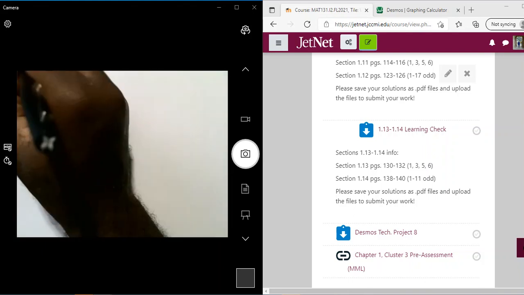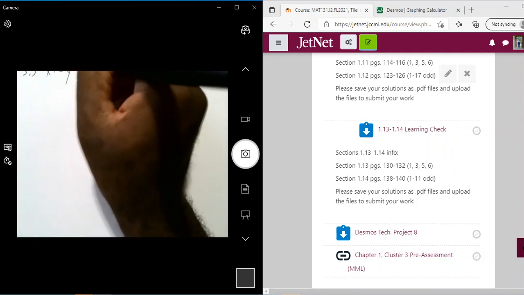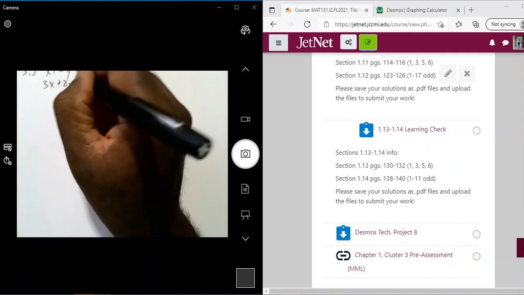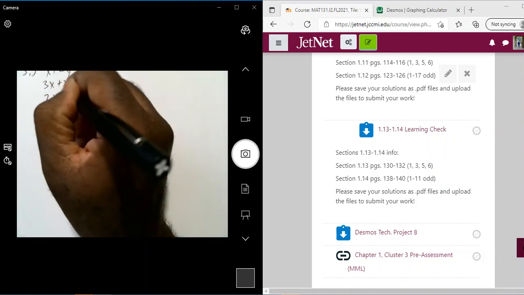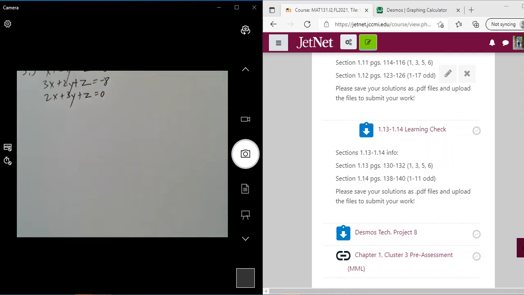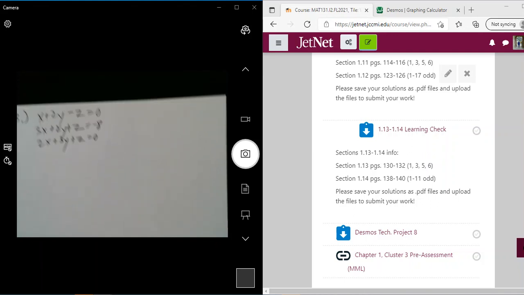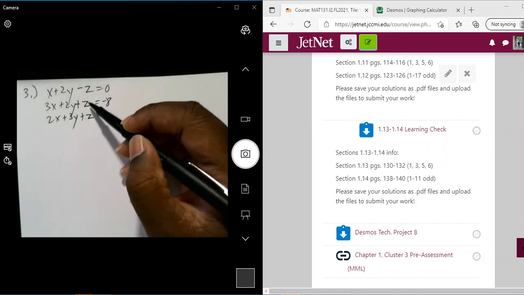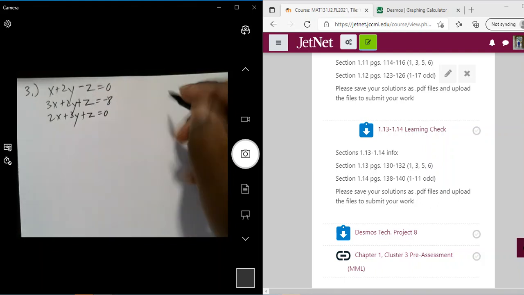Okay, problem number 3. We had x plus 2y minus z equals 0, 3x plus 2y plus z is equal to negative 8, and 2x plus 3y plus z equals 0. Now, what we're supposed to do is try to get rid of one of the variables if we can. If you notice here, we have a good candidate with these z's, the negative z and the positive z.